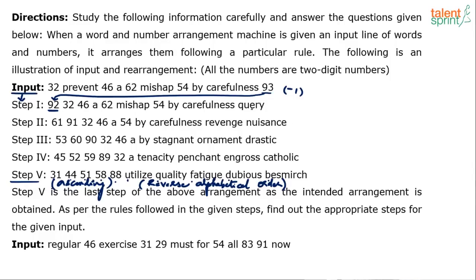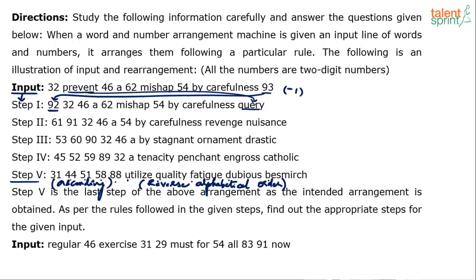We have the new word query. Now where did this query come from? See, the word which is missing from the input is prevent. The new word which has come into the picture is query. Prevent has become query. So first of all, one word and one number have been moved from input to step 1. What happened in step 1? A number and a word have been repositioned. The number 93 was brought to the first position. The word prevent was brought to the last position.